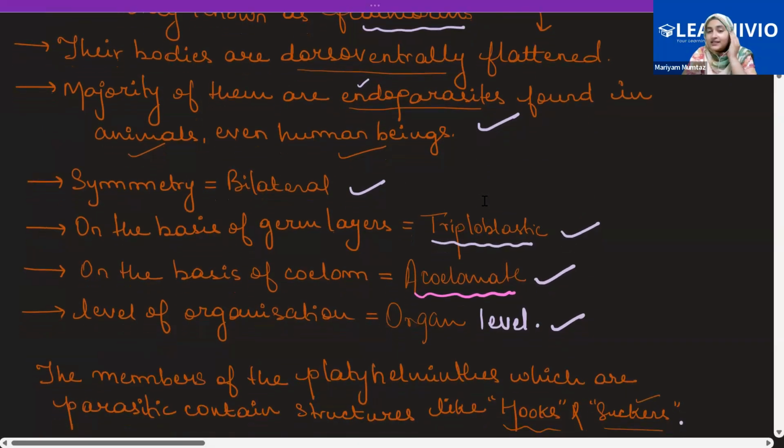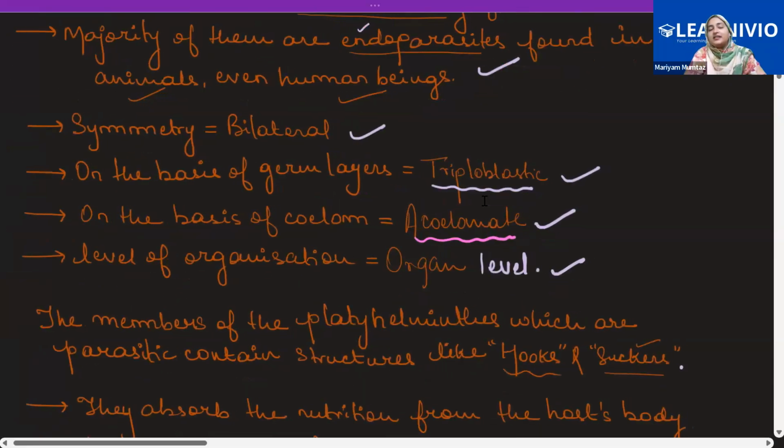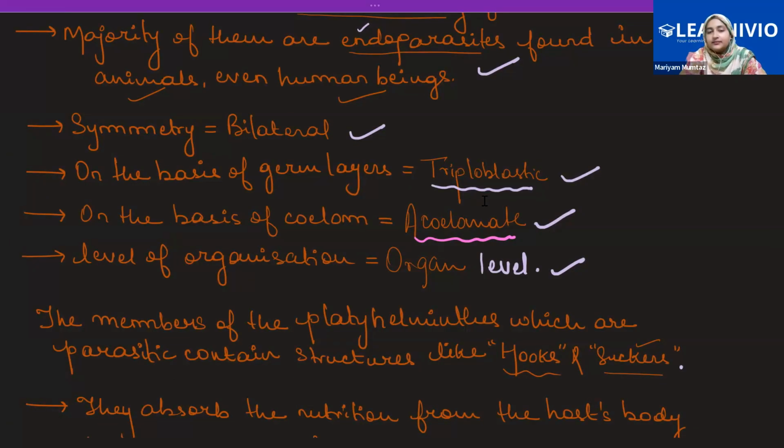Now they have a bilateral symmetry. They are triploblastic. If they are triploblastic, how many germ layers do they have? Three germ layers. What are those three germ layers? Ectoderm, endoderm, and mesoderm. Very good. And what are the functions of the germ layers? It is the embryonic development layer. So mesoderm is lining the body cavity, ectoderm is on the outside, and endoderm is on the inside.